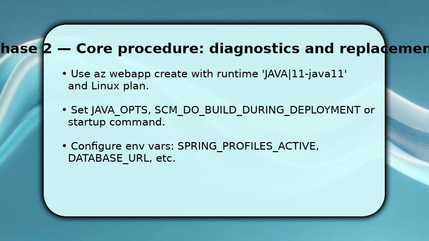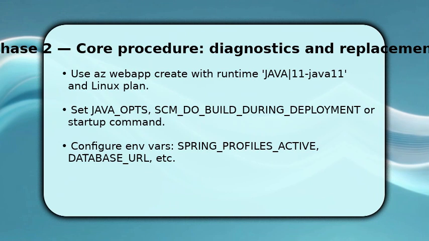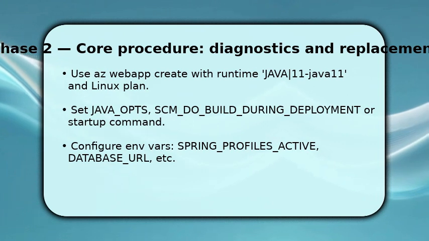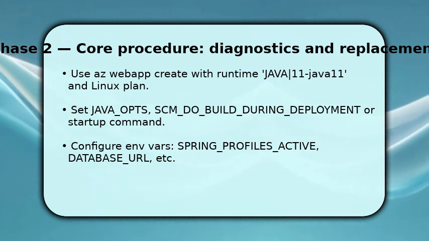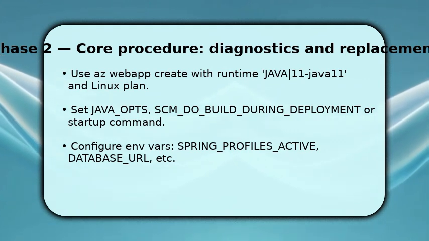Set SCM_DO_BUILD_DURING_DEPLOYMENT equals false if you deploy a pre-built JAR, or pass a startup command like java -jar app.jar. Also set JAVA_OPTS for memory tuning. Make sure to add environment variables, for example SPRING_PROFILES_ACTIVE and database connection strings, so your Spring Boot app can boot with them.